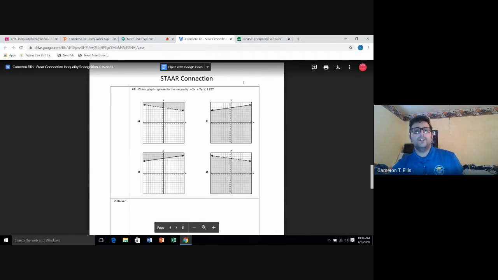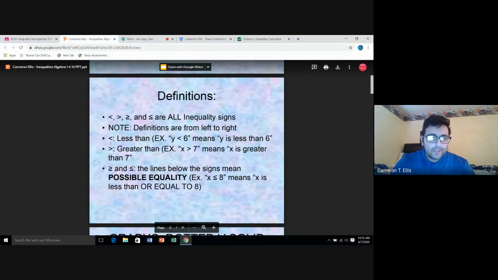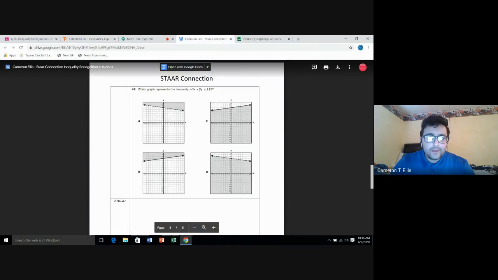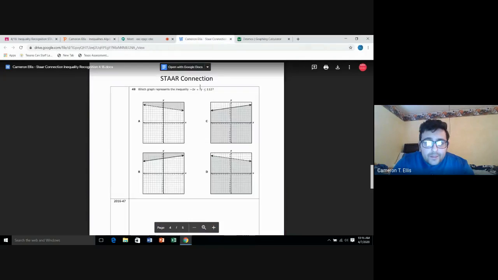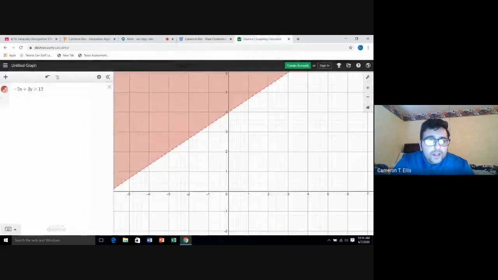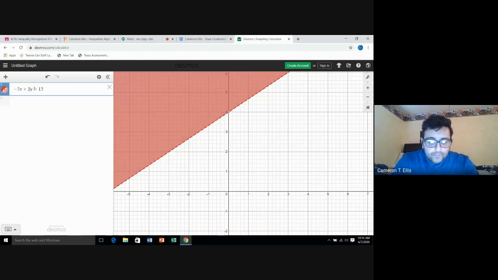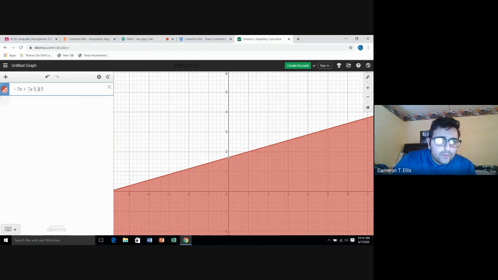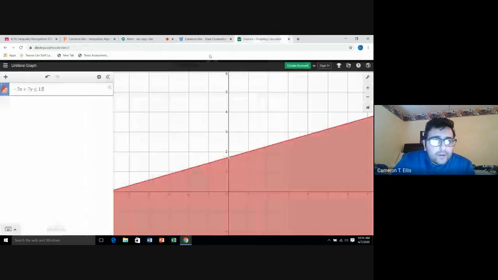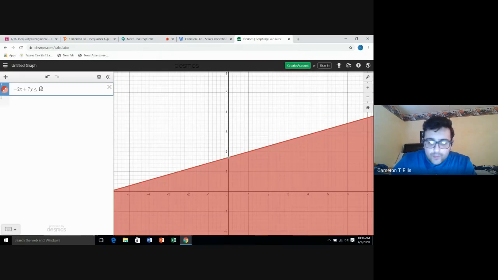Which graph represents the inequality negative 2x plus 7y less than or equal to 112? And I say that because it's facing that direction, less than, and then the line underneath says or equal to. So that guy matches up with that guy, less than or equal to. Negative 2x plus 7y less than or equal to, okay, check the sign again, 112.